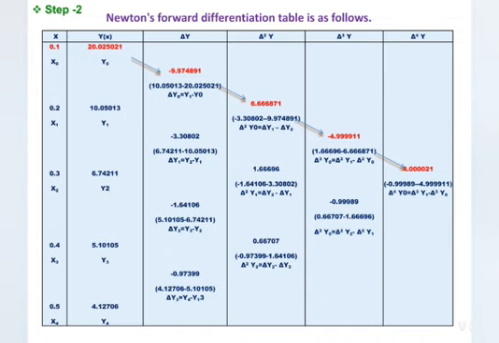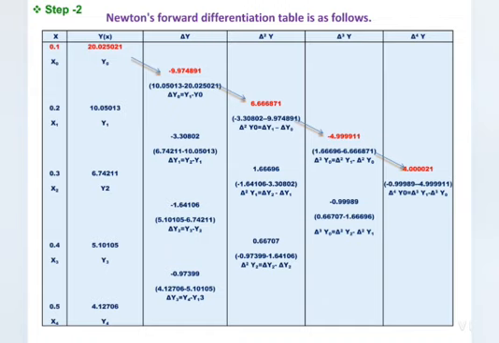We get the second differences, and next column third differences. Third differences are del squared y1 minus del squared y0 and del squared y2 minus del squared y1. We get the second third difference values, and the final difference we get is 4 point something. This is the final difference, which is obtained by the subtraction del cube y1 minus del cube y0. So we get the final difference.